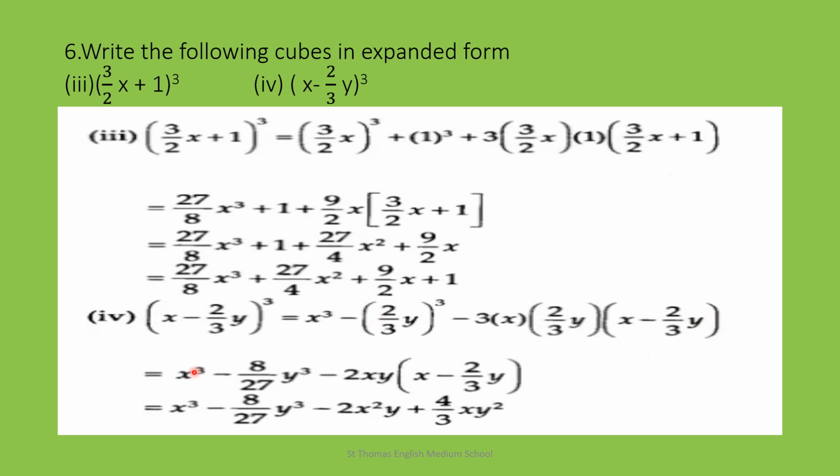Now the first term is x cube - (2 upon 3) cube is 8 upon 27 y cube - 3 and 3 getting cancelled. So you will have -2xy multiplied by (x - 2 upon 3y). That is equal to x cube - 8 upon 27 y cube - , multiply each term in the bracket, you will have -2x square y - (-) + 4xy square upon 3.